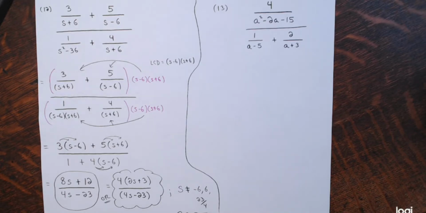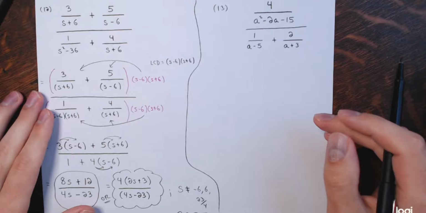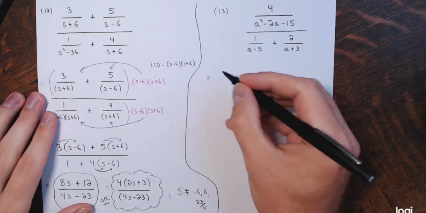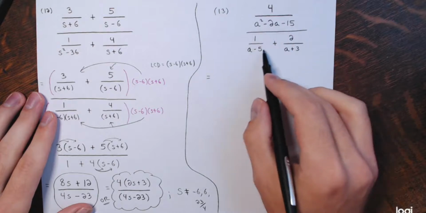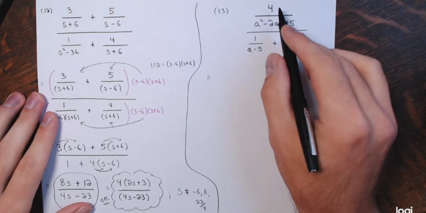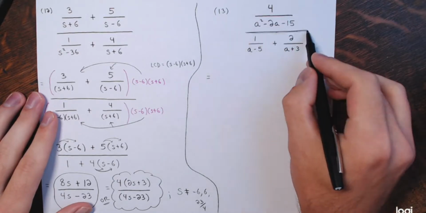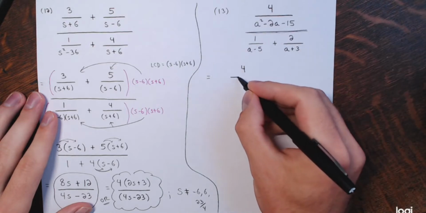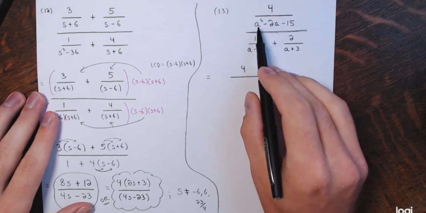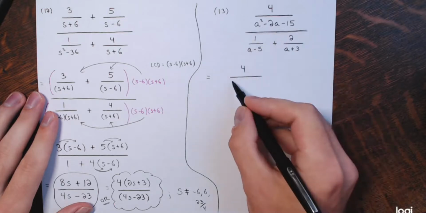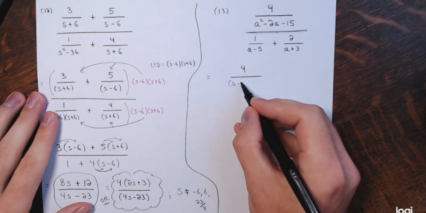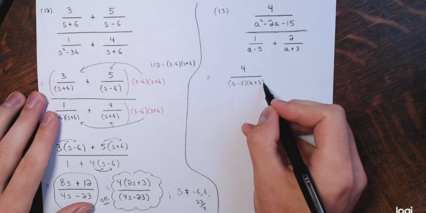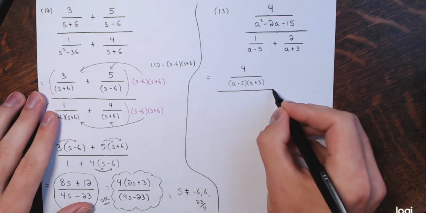Alright, example 13, again, nothing changing. Same stuff. So I'm going to rewrite the complex fraction so that all the denominators are factored completely. So in the numerator, right above the main bar, is just one fraction. That'd be 4 over a squared minus 2a minus 15 factors to a minus 5 times a plus 3. Alright, so there's the numerator.